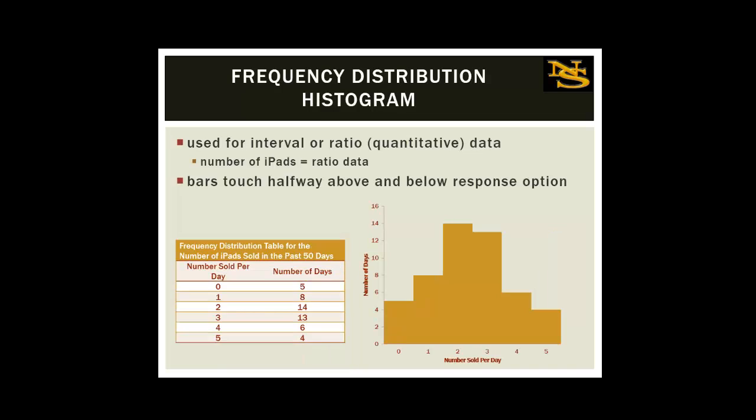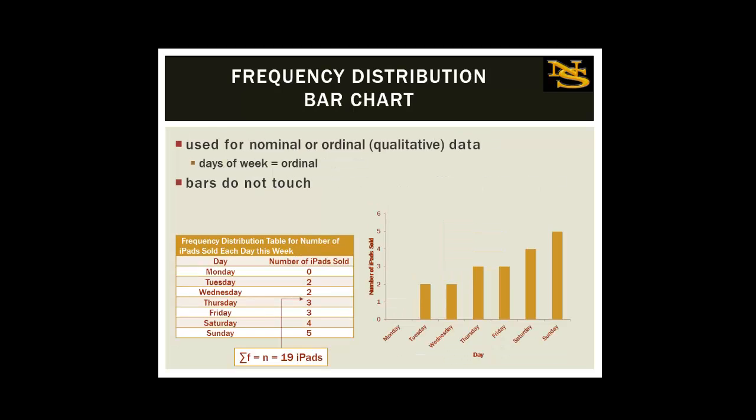Now I do want to point out, let's say for instance that there were no days where we sold 3 iPads. Well, then the bar for 2 and 4 would not touch because there would be no bar here. It would just be right down here to 0. That's why it's important to represent the full range of scores in your data set.